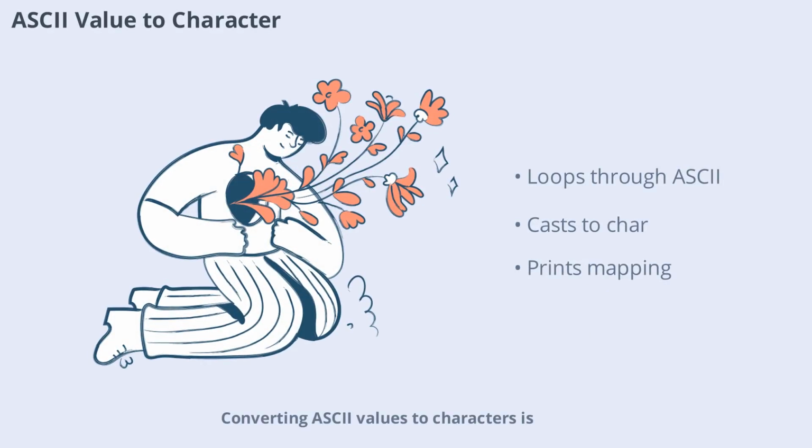Converting ASCII values to characters is a great way to understand character encoding. The program loops through a range of ASCII values, casting each to a character and printing the result. This is foundational for text processing and encoding tasks.